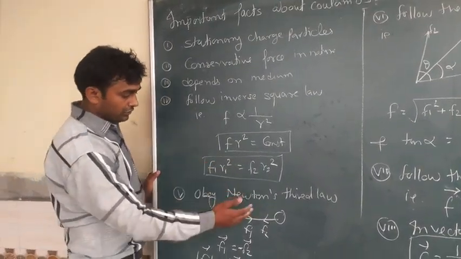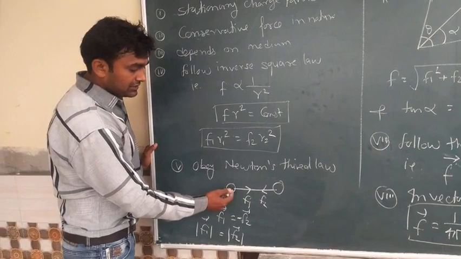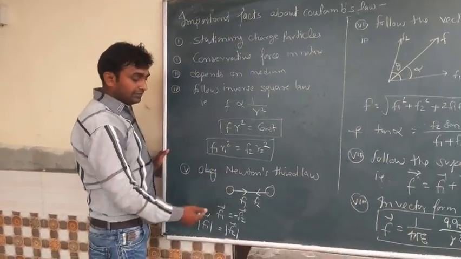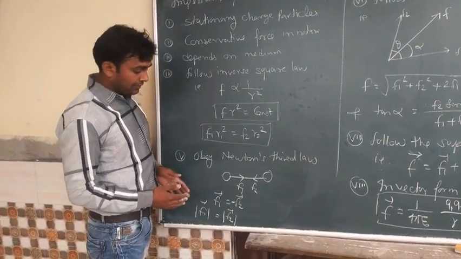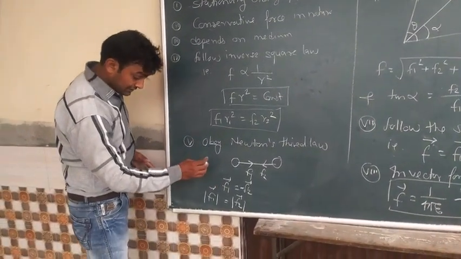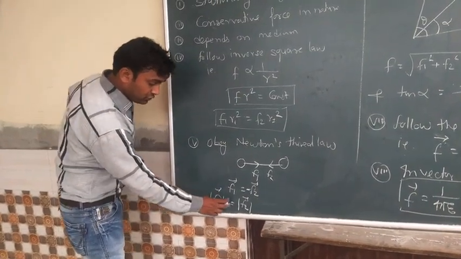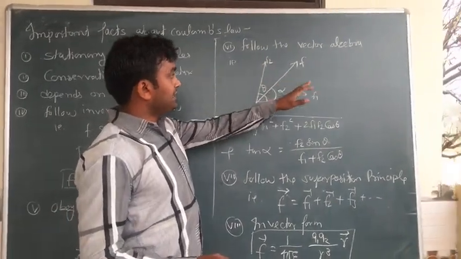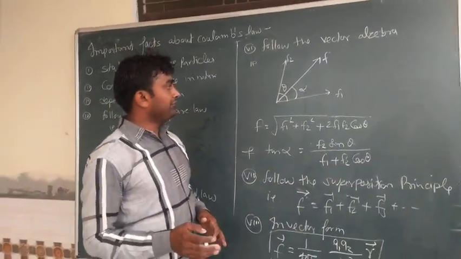Obey Newton's third law. That is, if a charged particle applies force F1 on the other and F2 is applied on the first, then these forces are equal in amount and opposite in direction. And if we write in terms of magnitude only, then the magnitudes of these forces are also equal. Follow vector algebra. These forces also follow vector algebra.